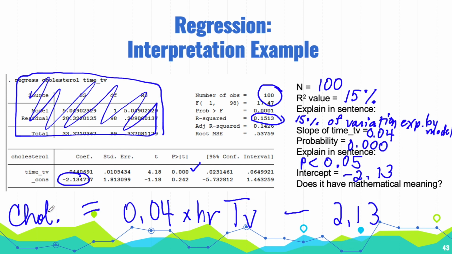So what we would do if we wanted to figure out somebody's cholesterol score is insert here the number of hours of TV they watch, multiply it by 0.04, and then subtract our intercept value, 2.13. Again, we're subtracting this value because it's a negative intercept. So it's really like adding a negative intercept. This is a statistically significant relationship, but remember, this is a very small number. So it looks like the number of hours watching TV can contribute to a cholesterol score increase, but it would take many hours of TV to have a significant increase on your cholesterol.